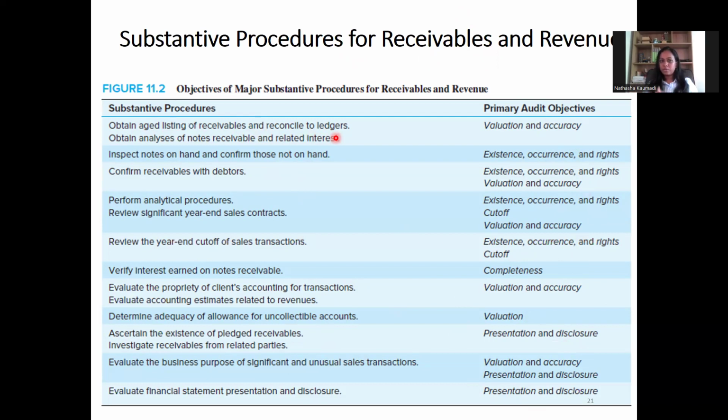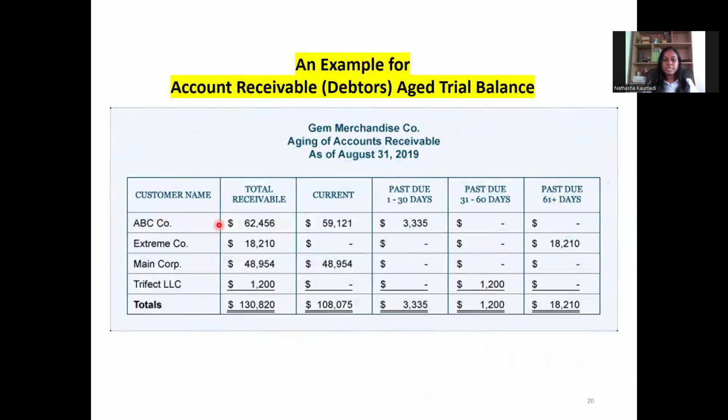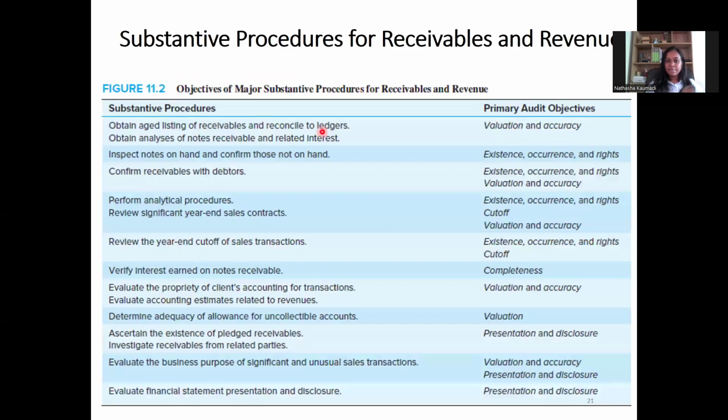You have to check, using a sample, maybe using ABC company's invoices, based on the date and the credit period, whether the buckets are correct. Bucket values are correct, right? So reconcile with the ledgers. What are you covering? The assertion is valuation, maybe. Valuation and accuracy. Obtain analysis of notes, receivables, and related interest.